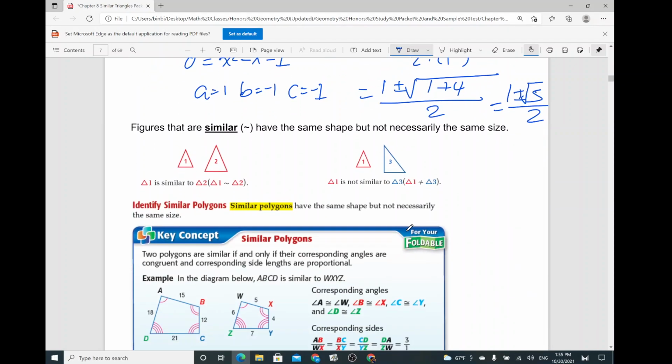Now the next one. Figures that are similar: if you see the squiggly line like that, it means the figures are similar, with the same shape but not necessarily the same size. That's what similar means. So triangle 1 is similar to triangle 2, but triangle 1 is not similar to triangle 3.